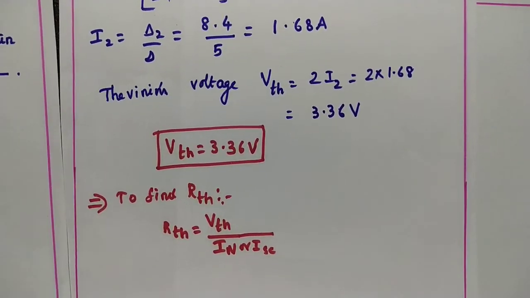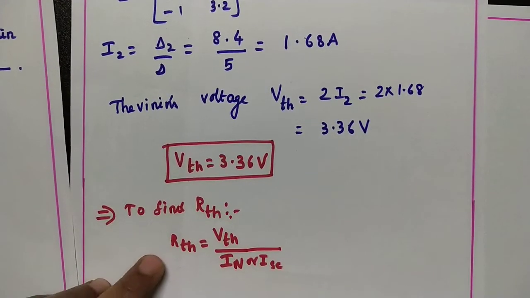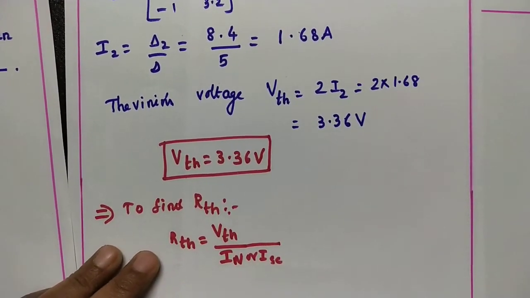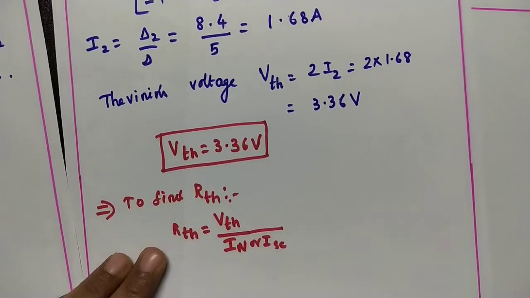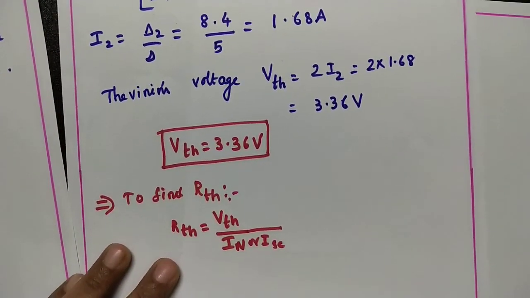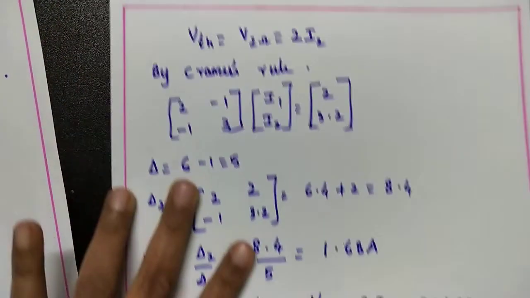For Thevenin's resistance, if the circuit contains a dependent source, we have to use this formula: RTH equals Thevenin's voltage divided by Norton's current. The ratio of Thevenin's voltage to Norton's current is Thevenin's resistance. So to find RTH, the terminal should be short circuited to find the IN current. Okay, let me draw the circuit for that.